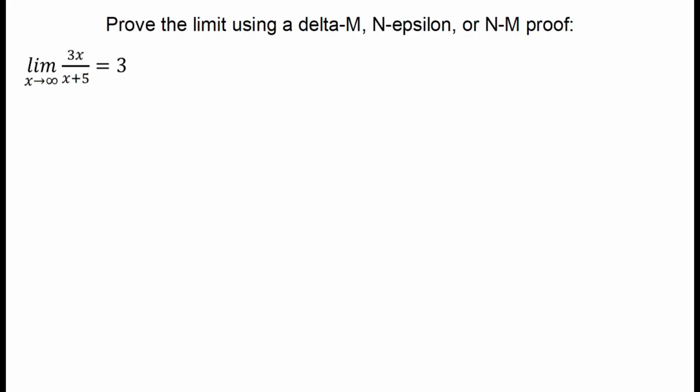All right, for our next one here, we have a limit as x approaches infinity, so another n proof of 3x over x plus 5 is equal to 3. So it equals a real number. So this is going to be an N-Epsilon proof. And we'll start with given an epsilon greater than 0. We want to choose n equal to something, right?